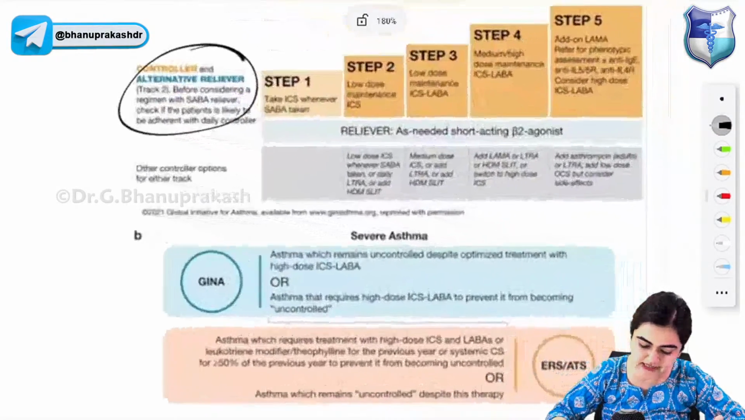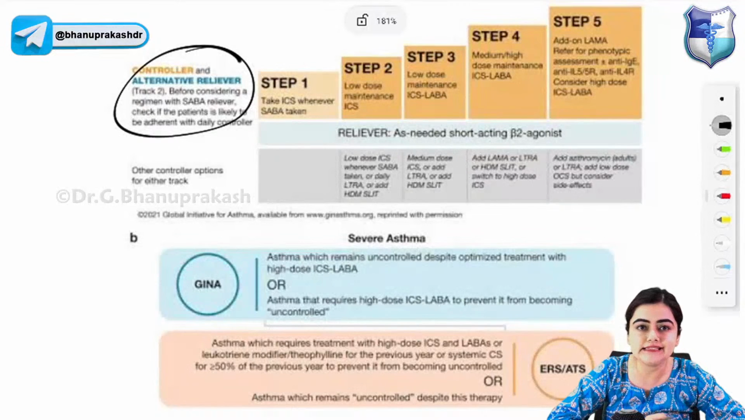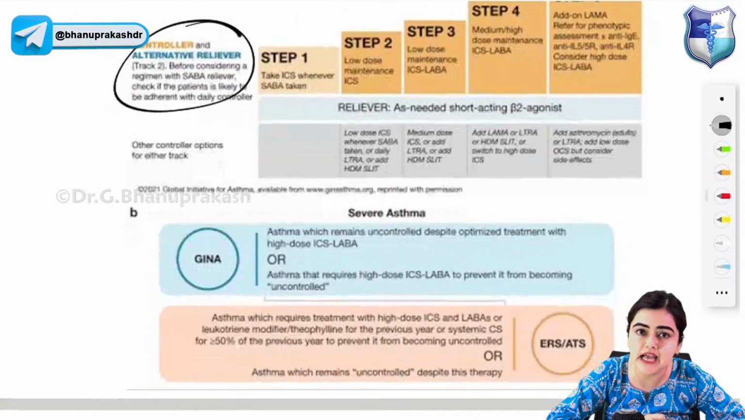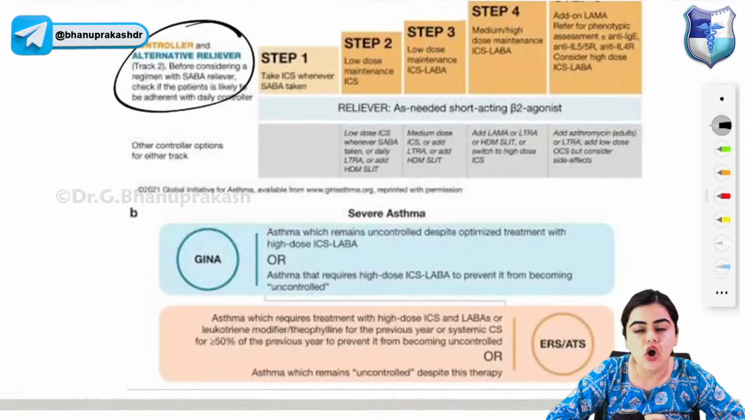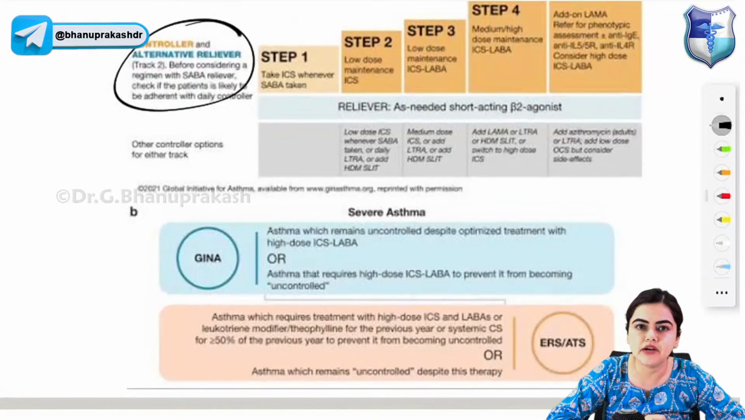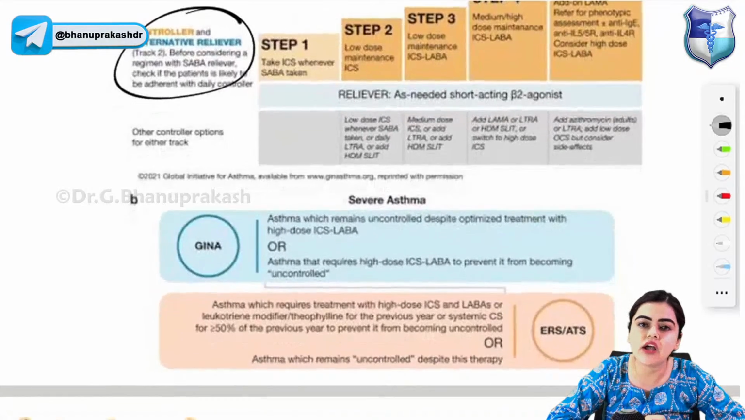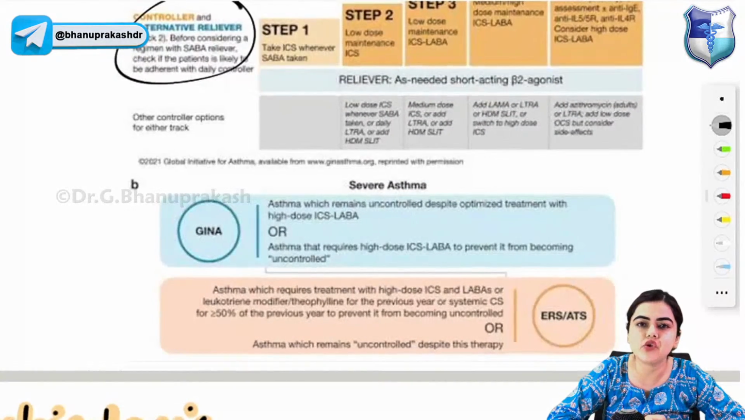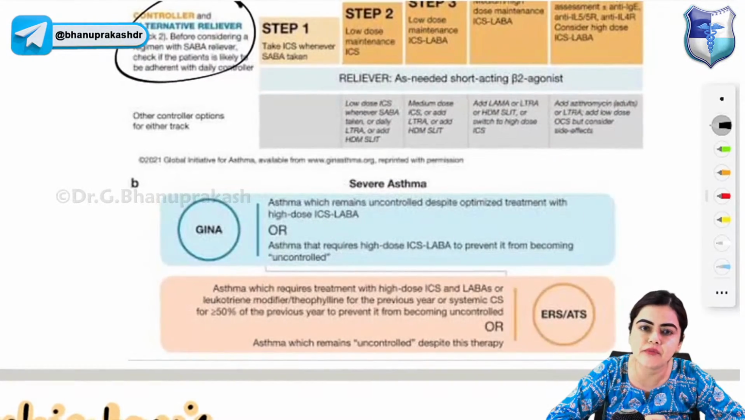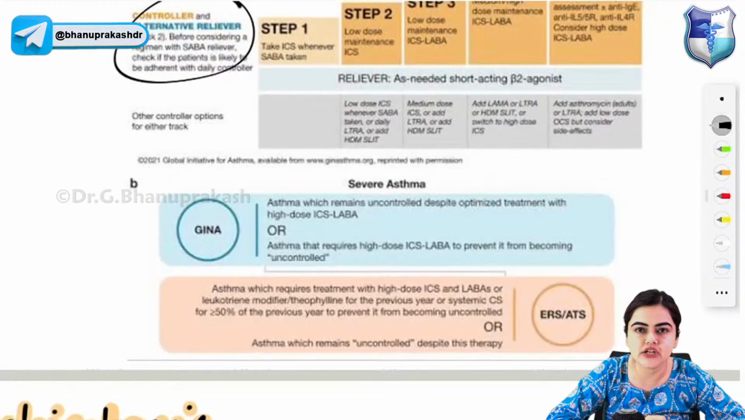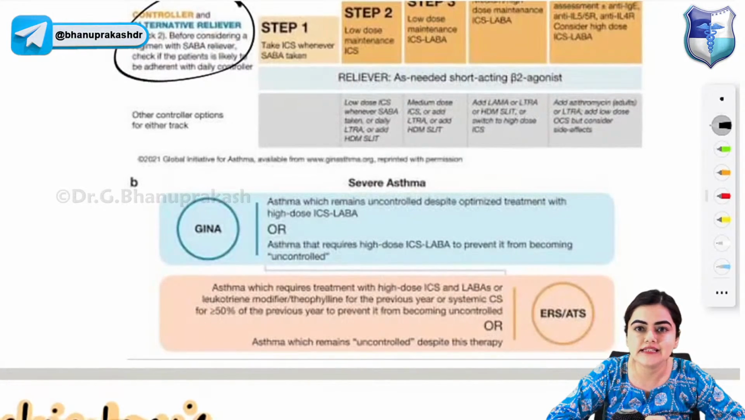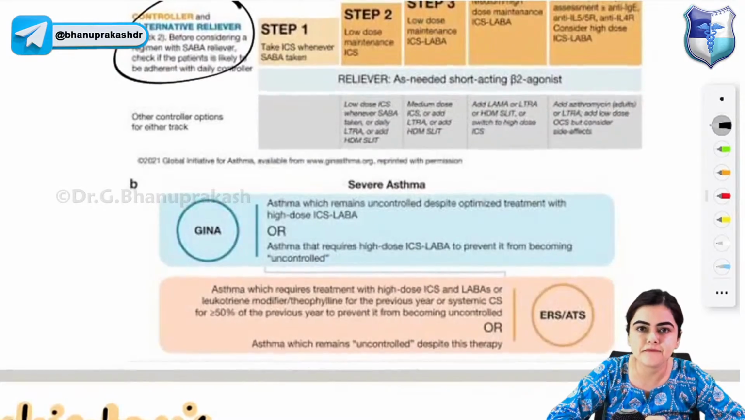Now, what is severe asthma according to the new GINA guidelines? Severe asthma means asthma which remains uncontrolled despite optimized treatment with high dose inhalational corticosteroids and LABA, and asthma that requires high dose inhalational corticosteroids and LABA to prevent it from becoming uncontrolled. That is severe asthma.